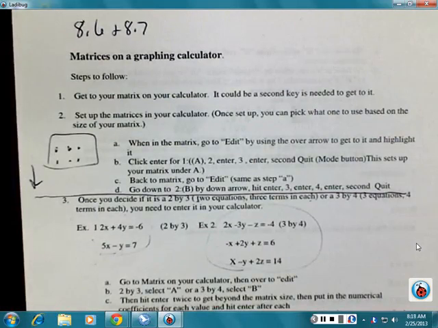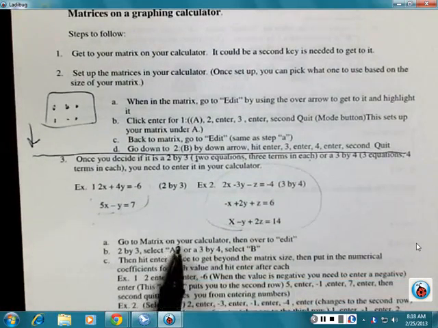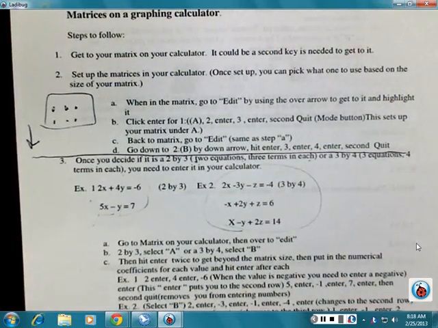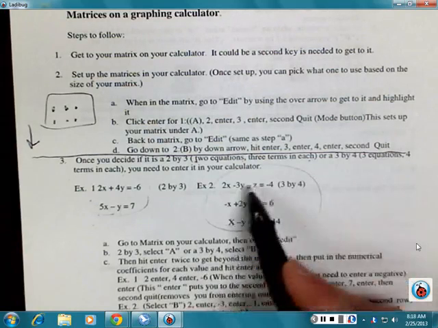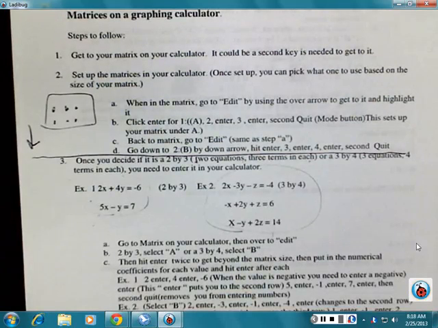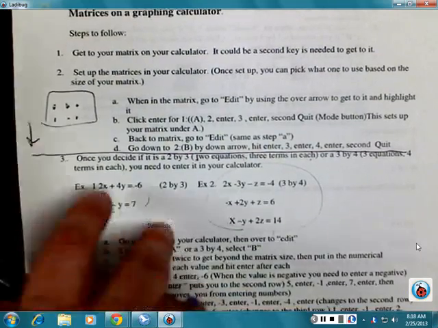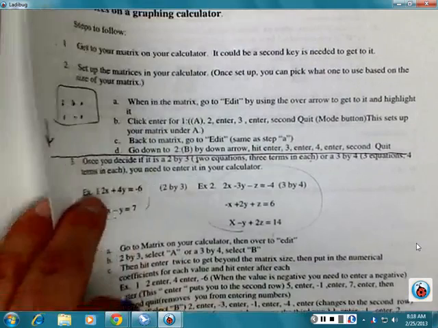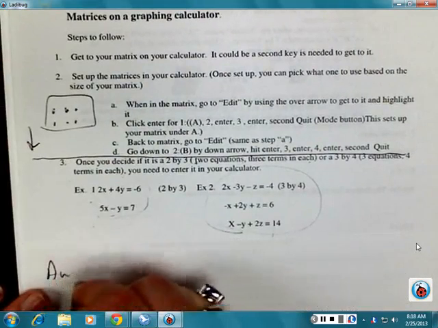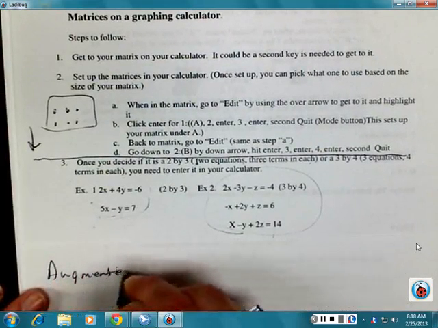So what we've got to do is go to matrix on your calculator, and then go over to edit, just like we did before. So are we there? Okay. Then we're going to go down to B, because B is our 3 by 4 matrix. You okay with that part? Okay. Now what that is doing inside of there, and in Hawks in 8.7, it's going to ask you for what is the augmented matrix.